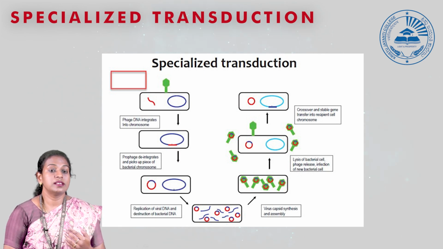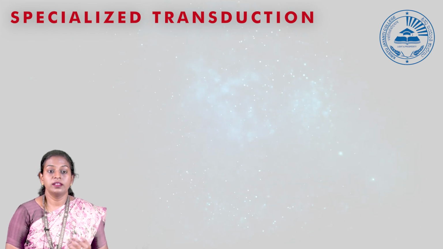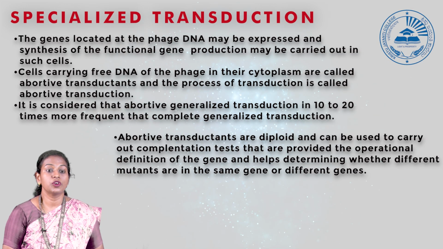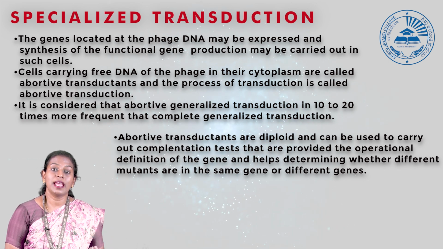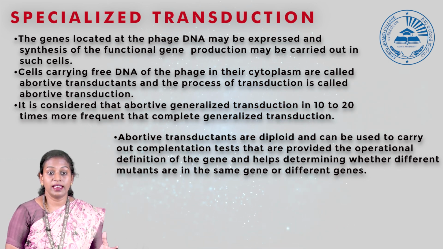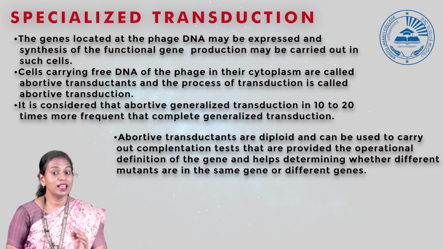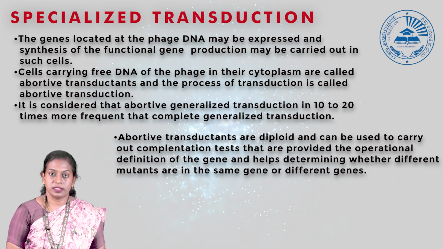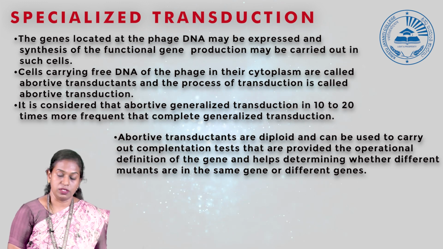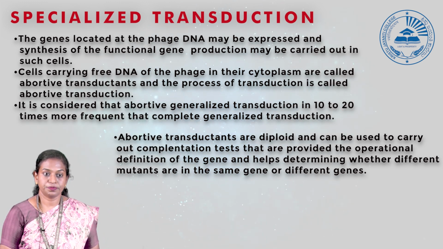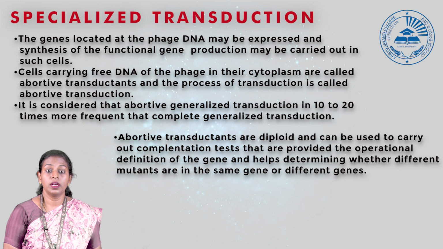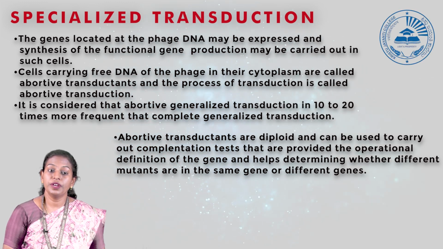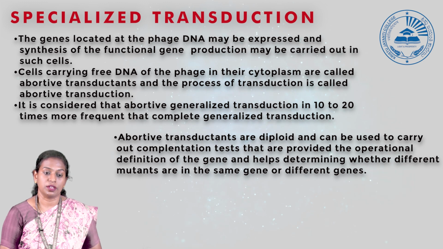Abortive transduction is another type of transduction where the genes located on the phage DNA may be expressed and synthesis of functional gene product may be carried out in such cells. Cells carrying free DNA of the phage in their cytoplasm along with the host chromosome are called abortive transductants, and the process is called abortive transduction. It is considered that abortive generalized transduction is 10 to 20 times more frequent than complete generalized transduction.